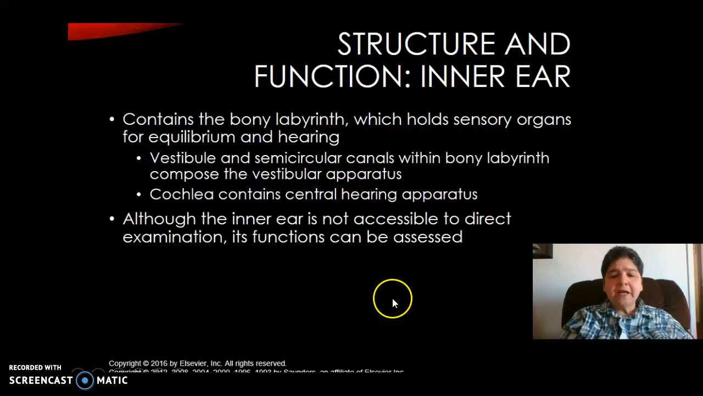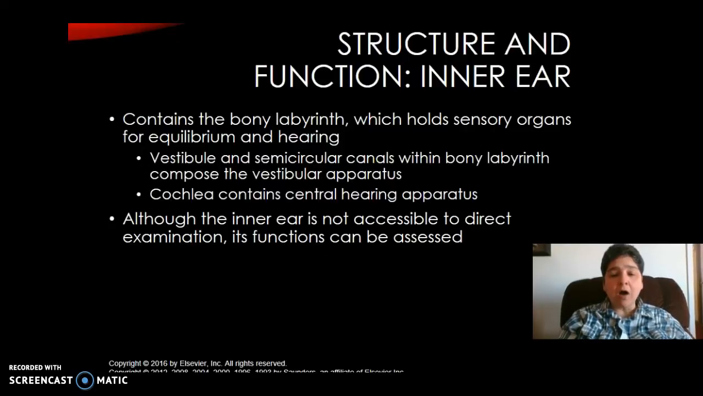The inner ear contains the bony labyrinth, and this holds the sensory organs. And again, as I said, it's for equilibrium, so it's for balance, and it also is hearing. So the two functions of the inner ear are equilibrium and hearing. The vestibule and the semicircular canals are in that bony labyrinth, and they compose the vestibular apparatus, and that is the one whose specific function is equilibrium or balance.